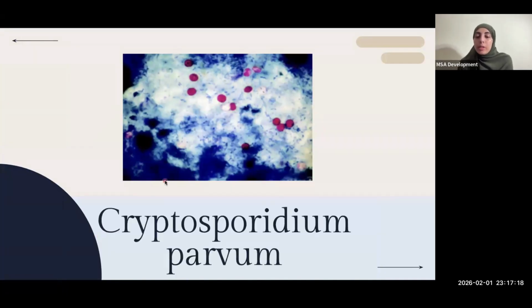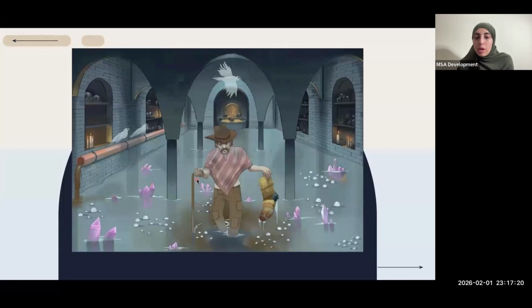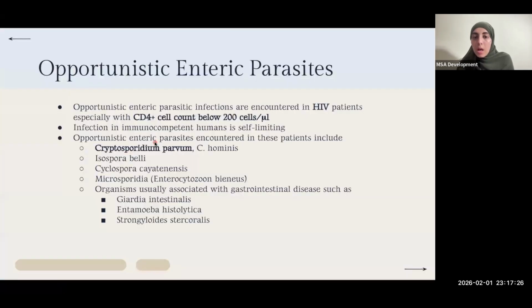This is Cryptosporidium parvum. I'm not sure if any of you have reached this far into Sketchy PUD, but this is Sketchy for Cryptosporidium. Cryptosporidium is a kind of opportunistic enteric parasite. When you see opportunistic, it means that it affects immunocompromised patients, okay? So it affects patients that have HIV, for example. And usually you see it when the CD4 count goes below 200 in HIV patients.